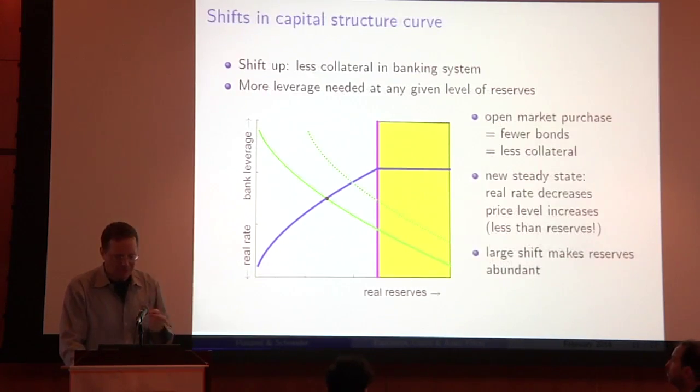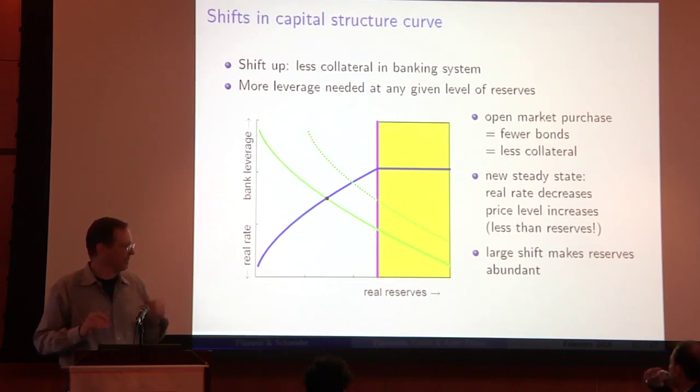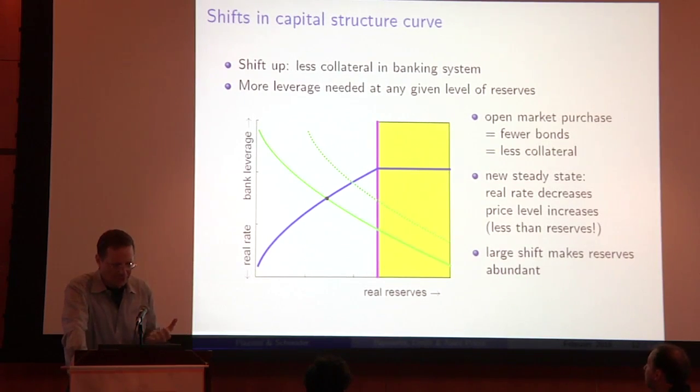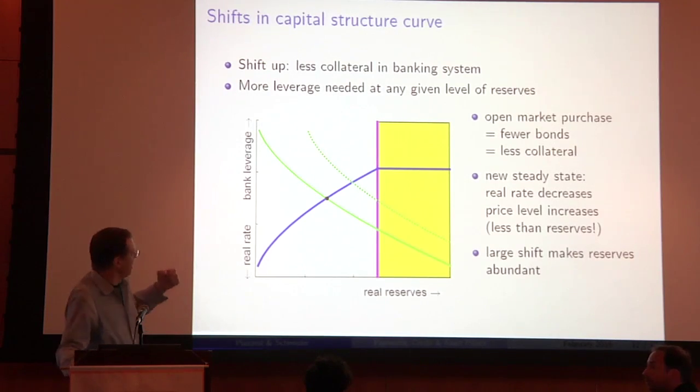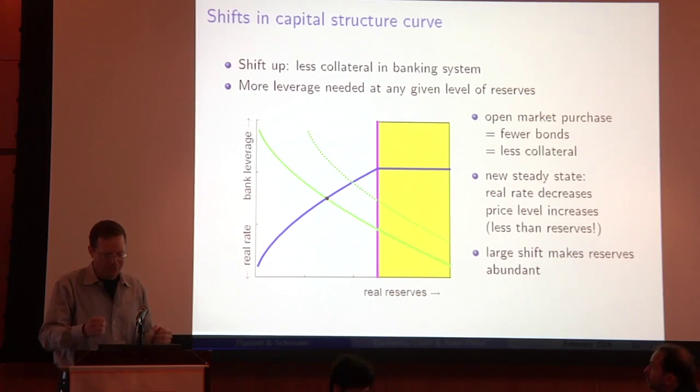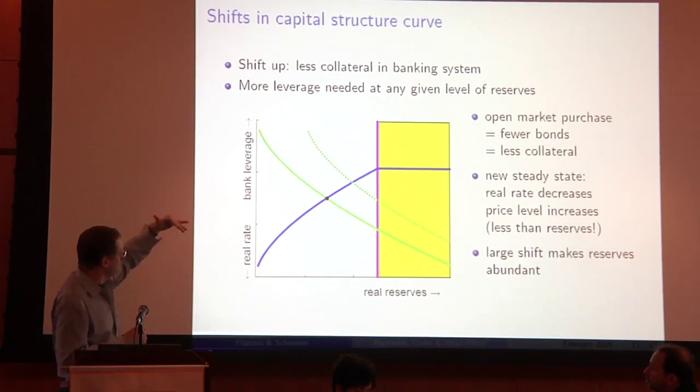Okay, let's talk about some changes in the world that we can do with comparative statics in this model. The first one: if we shift up this capital structure curve, that broadly reflects withdrawing collateral from the banking system, so more leverage is needed at any given level of reserves. A prime example of this is an open market purchase of bonds. Then for any given level of reserves, we've got fewer bonds. There's less collateral, so the curve shifts up.